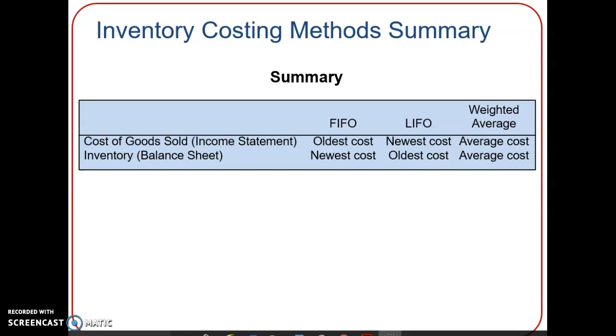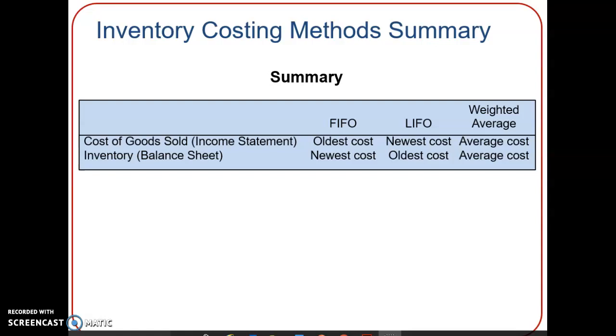So if we summarize the three methods, we know the end results are the two variables: the cost of goods sold on the income statement and the ending inventory, or the inventory, on the balance sheet. By definition, every item on the balance sheet reflects its ending inventory.